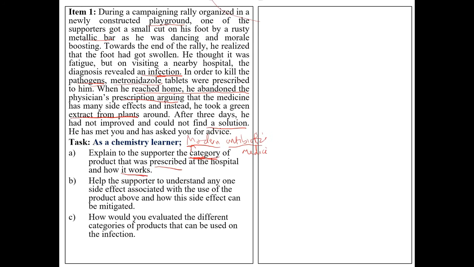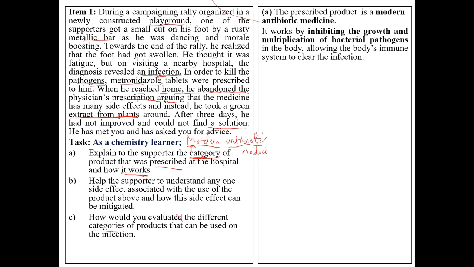Then part B, help the supporter to understand any one side effect associated with the use of the product above and how this side effect can be mitigated. Then finally, how would you evaluate the different categories of products that can be used on infection? The different categories, I think here it is very clear. There's the one he used at home and the one they prescribed for him at the hospital.